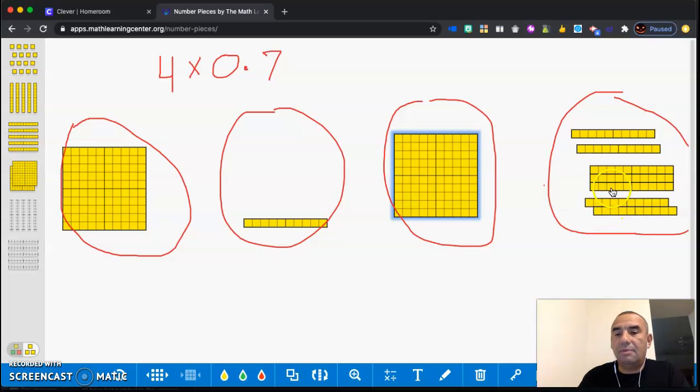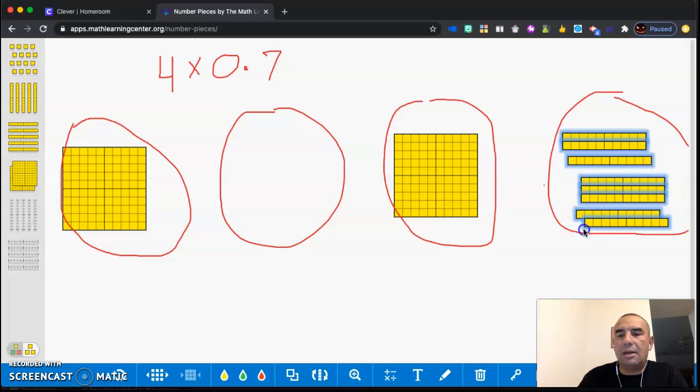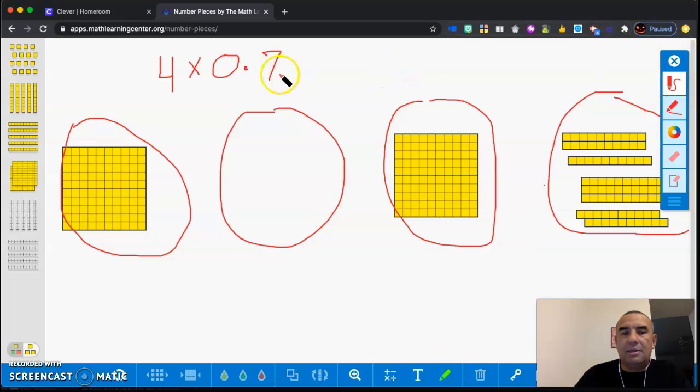Perfect. And I have 1, 2, 3, 4, 5, 6, 7, 8. Not enough to make one whole, but I think you can highlight them all. And yeah, they don't make one whole. So they stay like this. So I have 2 wholes. The answer equals 4 times 0.7 is 2 wholes and 8/10. 4 times 7 is 28. Interesting, huh?